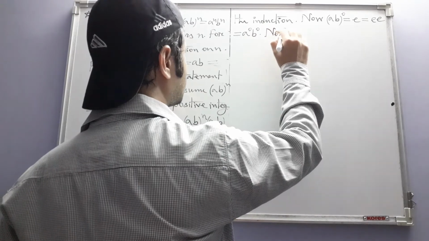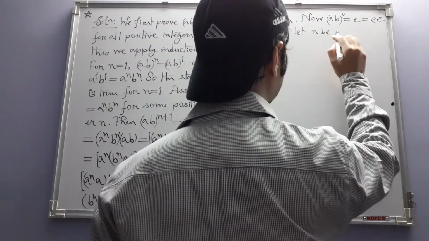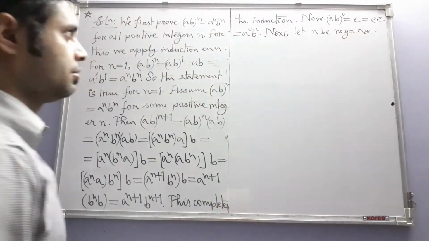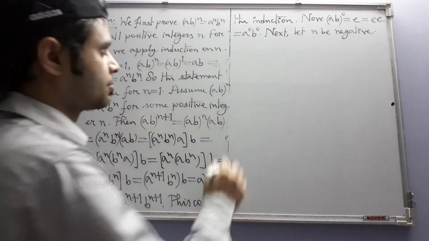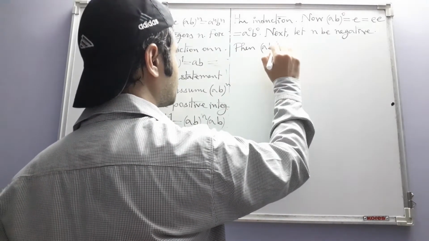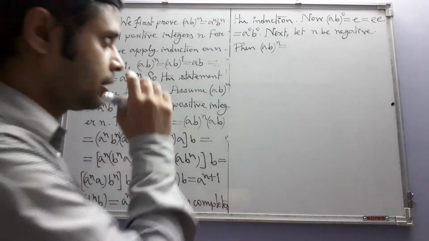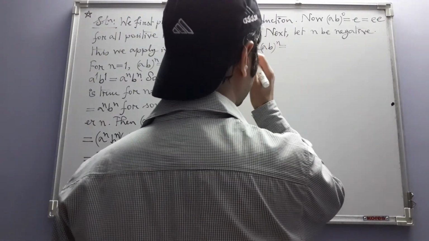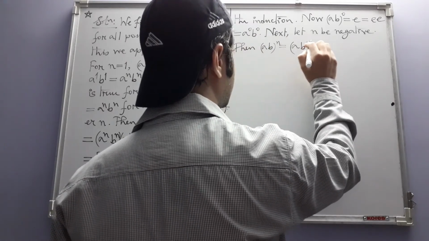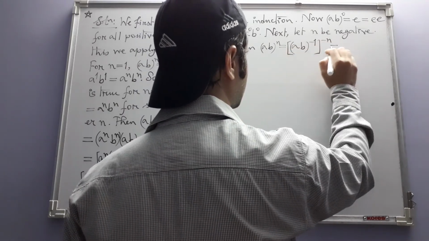Next, let n be negative, n is a negative integer, then minus n is positive. If n is negative, what is the definition of ab whole to the power n? The meaning of this is ab inverse whole to the power minus n.